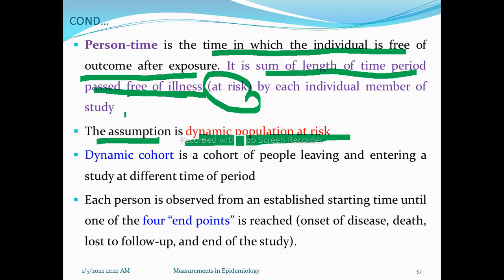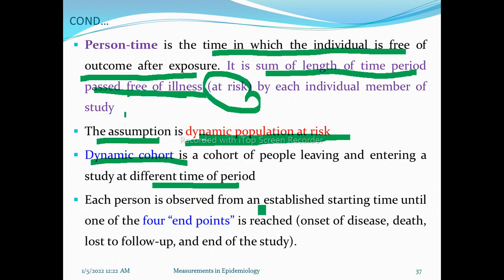So this is a difference. Incidence density is used for a dynamic population, or individuals who start at different times. A dynamic cohort is a cohort of people living and entering the study at different time periods. So this is a dynamic cohort, and incidence density is used for a dynamic cohort.